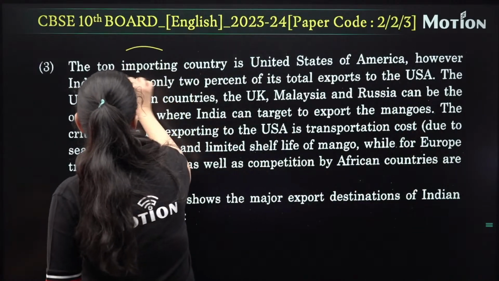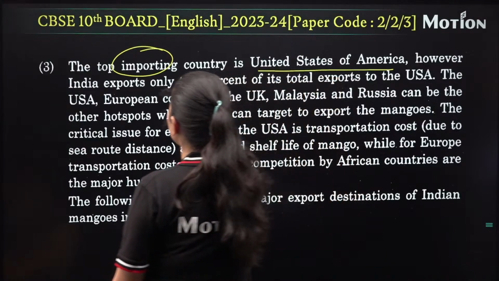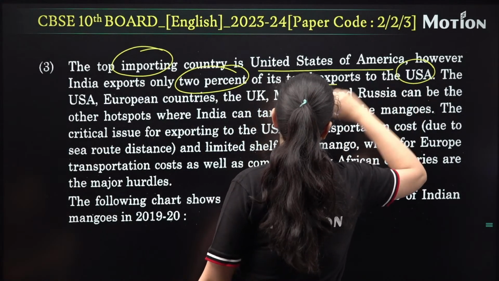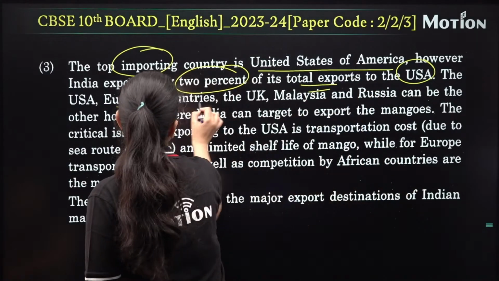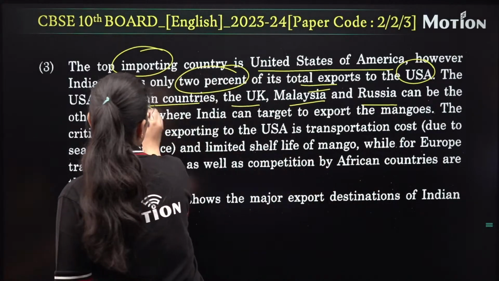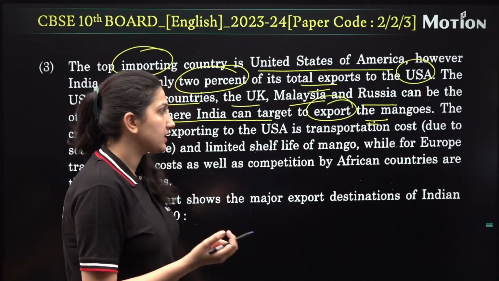The top importing country is USA. It is in the top list. However, India exports only 2% of its total export to the USA. The USA, European countries, the UK, Malaysia and Russia can be the other hotspots where India can target to export the mangoes. ये हमारे future के targets हो सकते हैं.